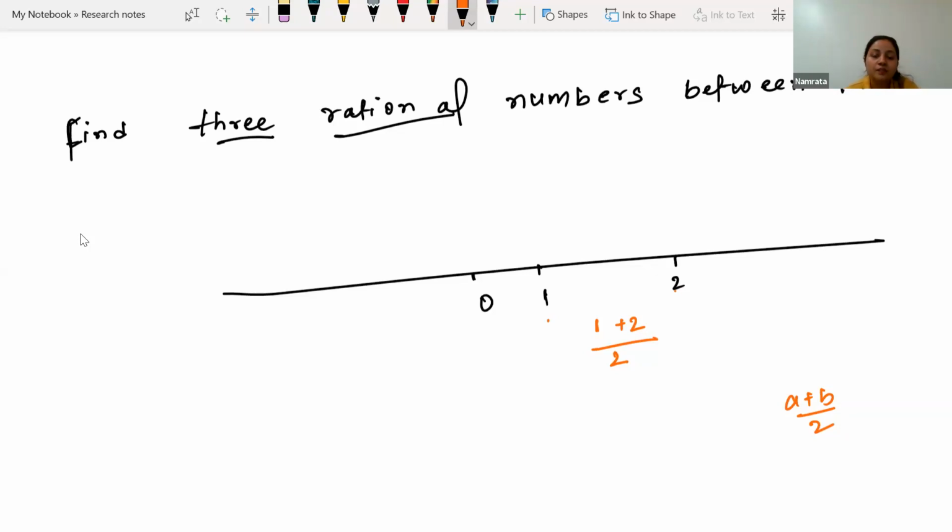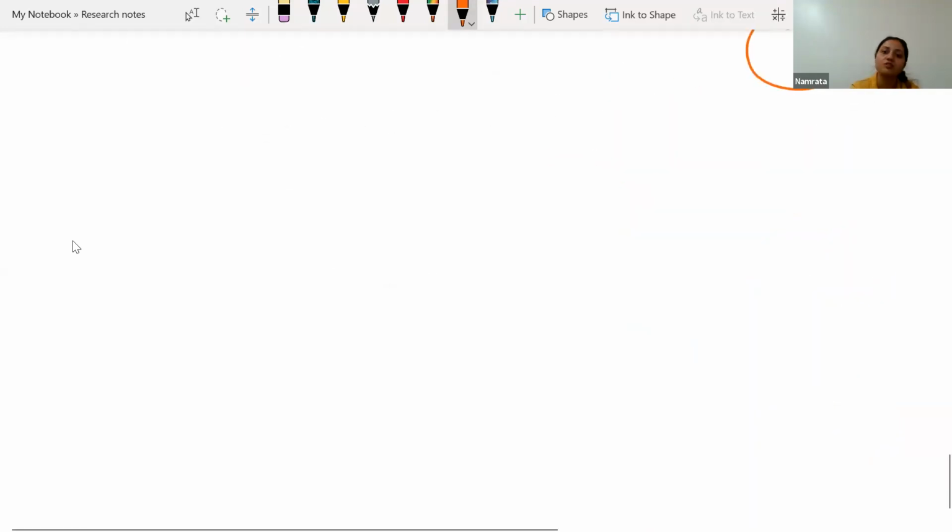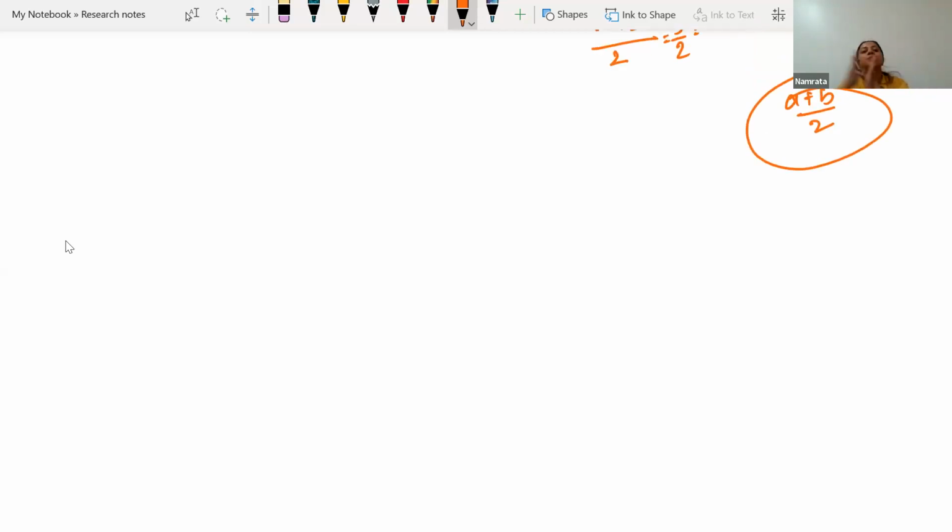Okay, so 2 plus 1, 3 by 2. 3 by 2 means, if you convert it in decimal, 1.5. So it will always give the middle number. Keep in mind, this is the formula for finding the middle number. Not only in this chapter, anywhere for finding the exact middle number, this formula only we will be using: one end plus the other end's number divided by 2.